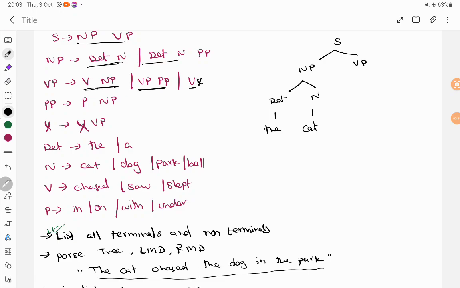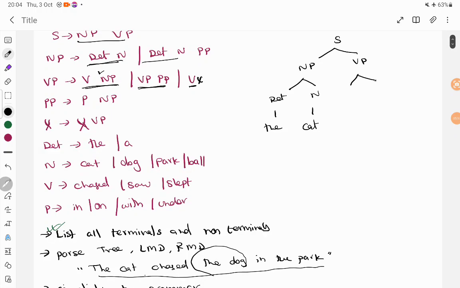So I have to verify whether I'm going to take VNP or VPP. Now your variable verb portion consists of chased, and it is then followed by chased, and the next element that is needed is a noun portion. We don't want a PP over here. So what we have to do is take the first production. You have to check all possible conditions here.